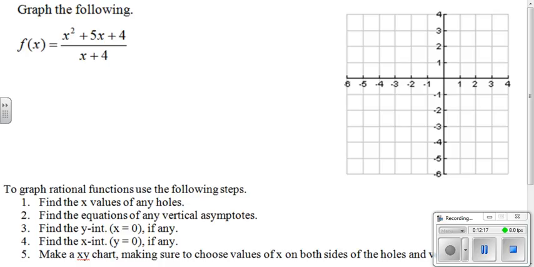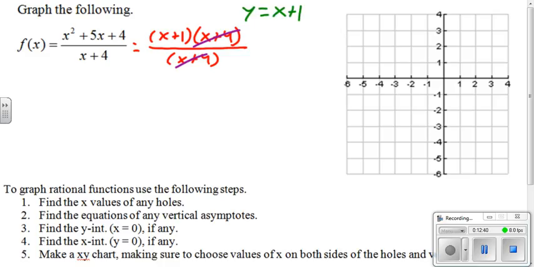For our last one, remember, the first thing to do is factor it out. So we would get (x + 1)(x + 4) over (x + 4). These two cross out, so it looks like we're going to look like the graph of y = x + 1. So that helps us a lot. We already know then that there is a hole right here at x = -4. There are no asymptotes, or at least no vertical asymptotes.